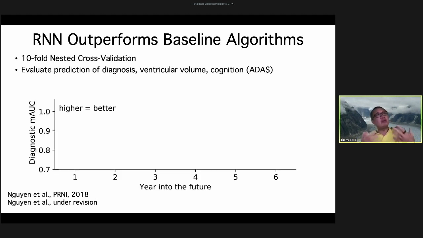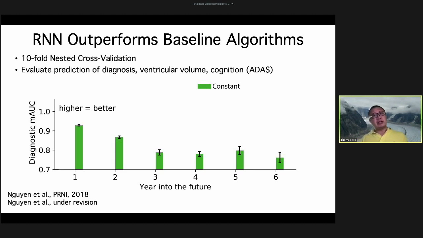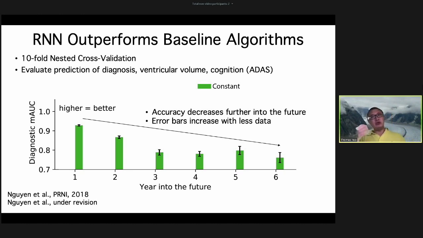X-axis is the number of years we're predicting into the future. Y-axis is the prediction accuracy, so higher is better. The green bars are the constant baseline. This baseline is basically predicting the last observed clinical diagnosis, so this assumes that the diagnosis of the person does not change over time. We see that accuracy decreases the further we predict into the future. Furthermore, the error bars increase as we go into the future, because we have less and less data.